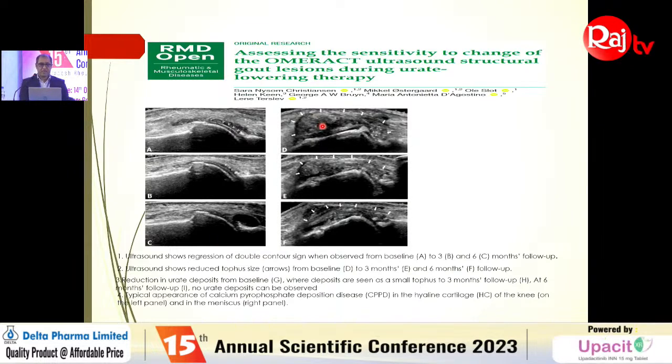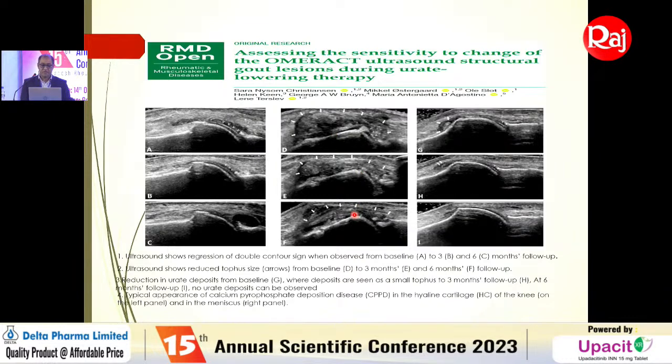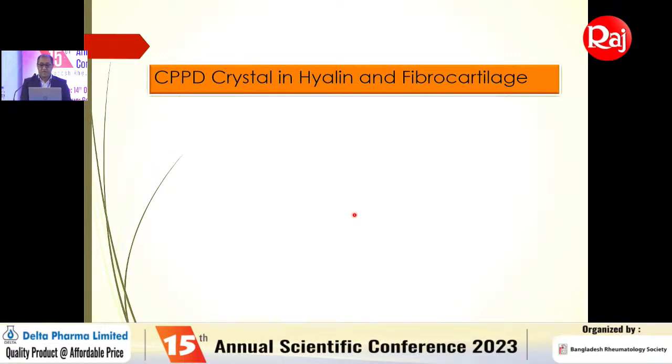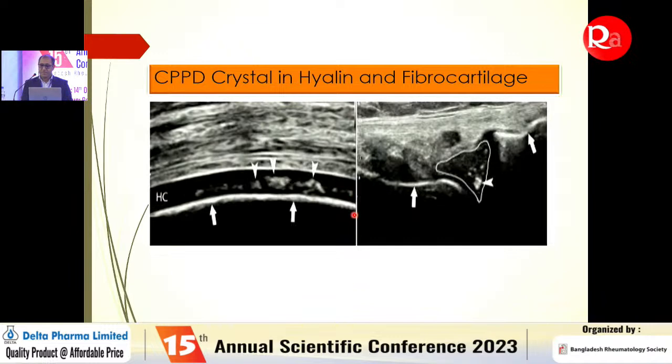And here is intra-articular tophus, at the beginning and after 3 months and then after 6 months. CPPD crystal in hyaline cartilage and fibrocartilage could be identified by musculoskeletal ultrasonography. Here is intra-articular crystal deposition. This is CPPD crystal in hyaline cartilage and here is in fibrocartilage. So by doing sonography, CPPD crystal could be identified, and we also can differentiate between MSU crystal and CPPD crystal.